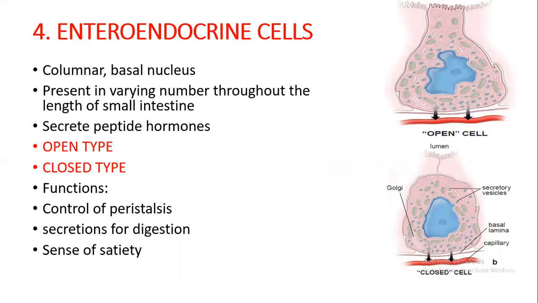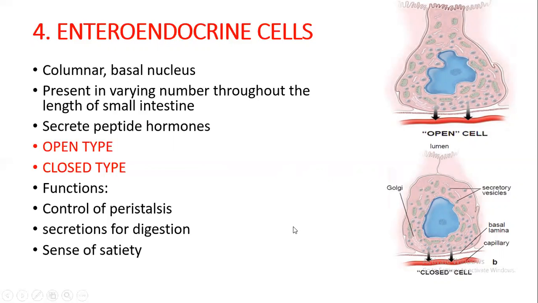Two varieties are known, open type and closed type. The open type are the ones in which the apical part of the cell contacts the intestinal lumen, and they secrete their granules into the intestinal lumen as well as into the blood capillaries. While the closed ones don't have contact with the intestinal lumen. They are closed on the apical part, and they release their granules into the bloodstream.